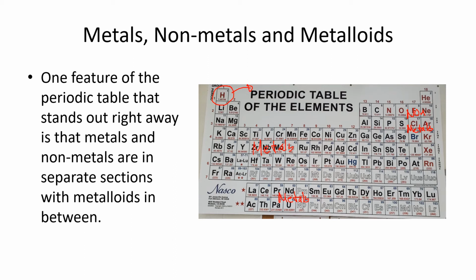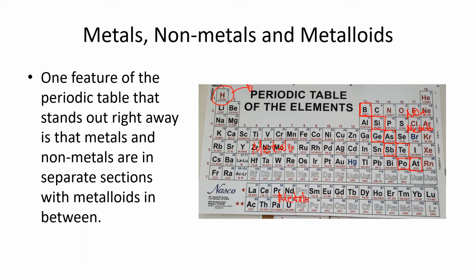So the metalloids are the elements with some properties of both metals and non-metals. If you make a little staircase starting between boron and aluminum here, and just keep repeating the staircase as you go down, you'll find that all of the elements that had those mixed-up properties end up being stuck to that staircase. So boron is a metalloid, silicon is a metalloid, germanium is a metalloid, arsenic is a metalloid, antimony is a metalloid, tellurium, polonium, and astatine, all metalloids.